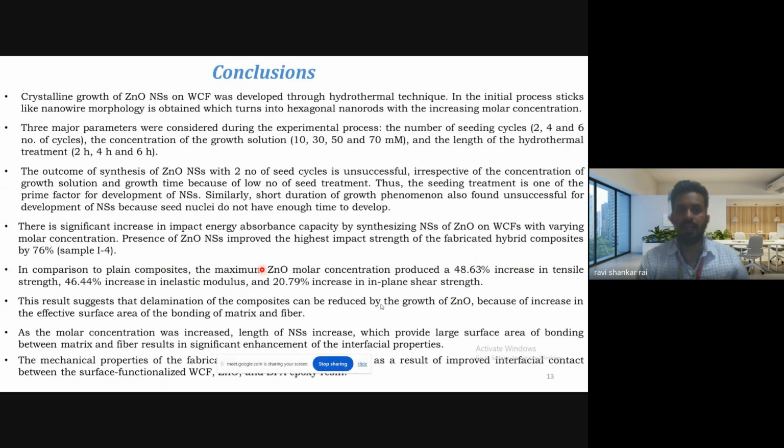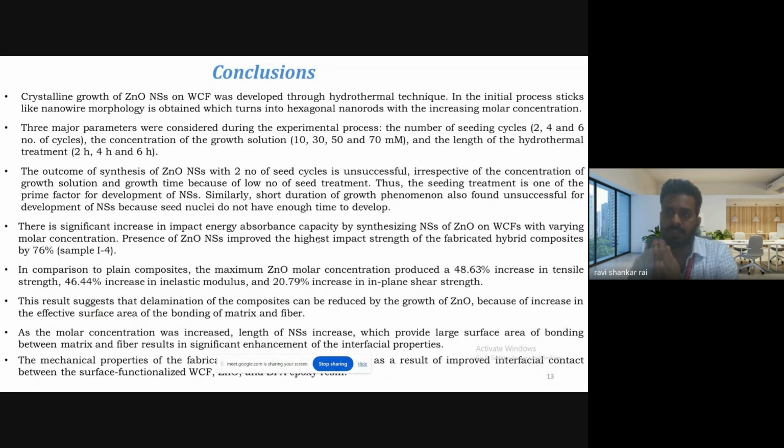Along with that, the samples with a low hydrothermal treatment length, that is 2 hours and 4 hours, did not have sufficient time to grow the seeded particles into a grown nanostructure. So overall, we need to optimize these parameters to get the proper output.